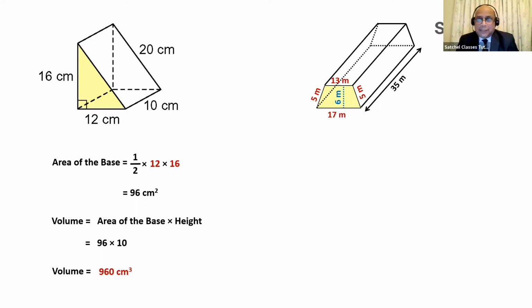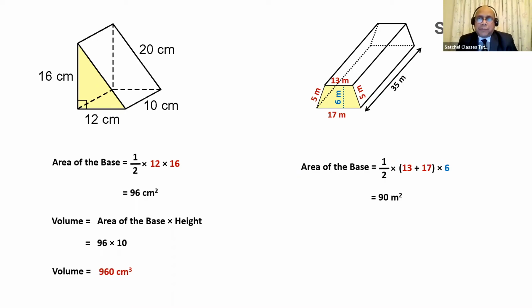Area for trapezium is addition of the parallel sides multiplied by the height divided by 2, right? So let's first find the area of the trapezium. It's addition or the sum of parallel sides, which is 13 and 17. So 13 plus 17, multiply it by the height, which is the distance between the parallel sides, which is 6, divide by 2, which is 90 meters squared.